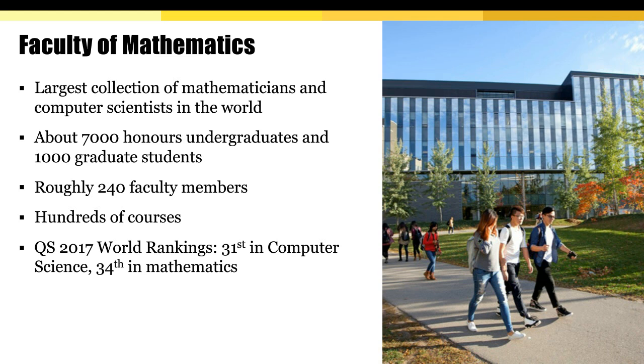Many departments of mathematics tend to be smaller service departments. That's not us. We have almost 7,000 honors undergraduates in mathematics, with roughly 75% of our students in co-op programs where school terms and work terms alternate. We have about 1,000 graduate students and 240 faculty members. Half of our students are international students. We teach hundreds of different courses in a year, and we are also internationally ranked.